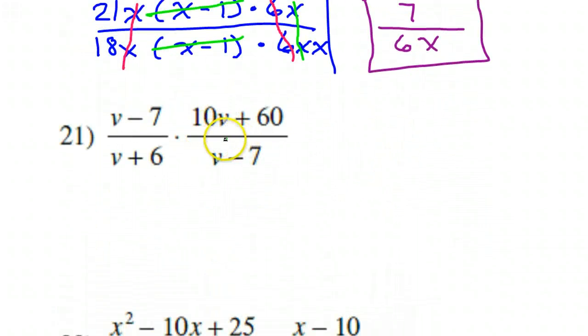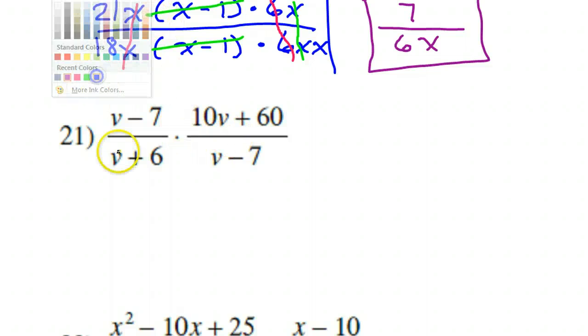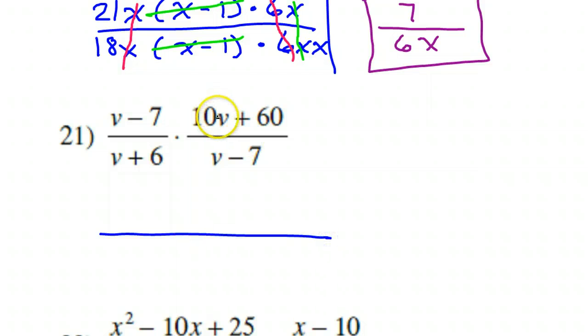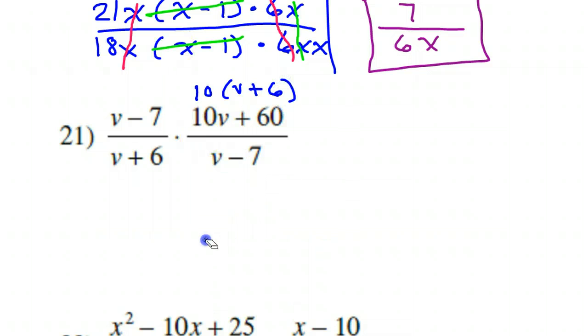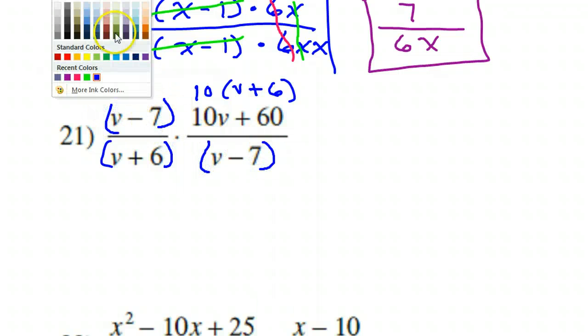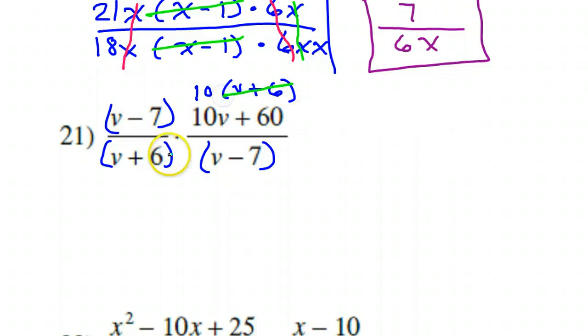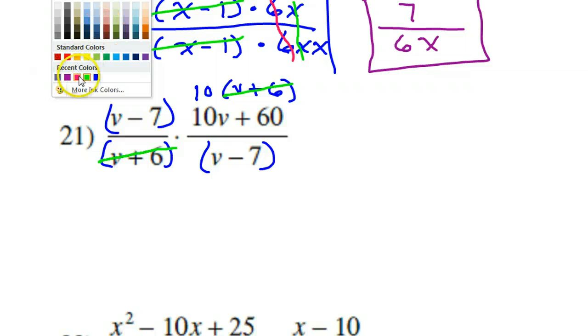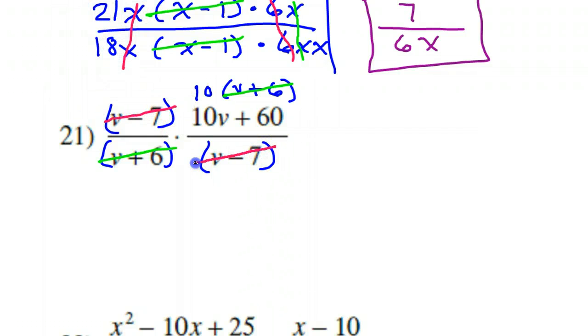Okay, how about number 21? If I pulled out the common factor of 10, that'll leave behind v plus 6. The v plus 6 will cancel out with this v plus 6. And v minus 7 will cancel out this v minus 7. We already replaced this. So wow, everything's canceling out except for 10. So the final answer is going to simply be 10.